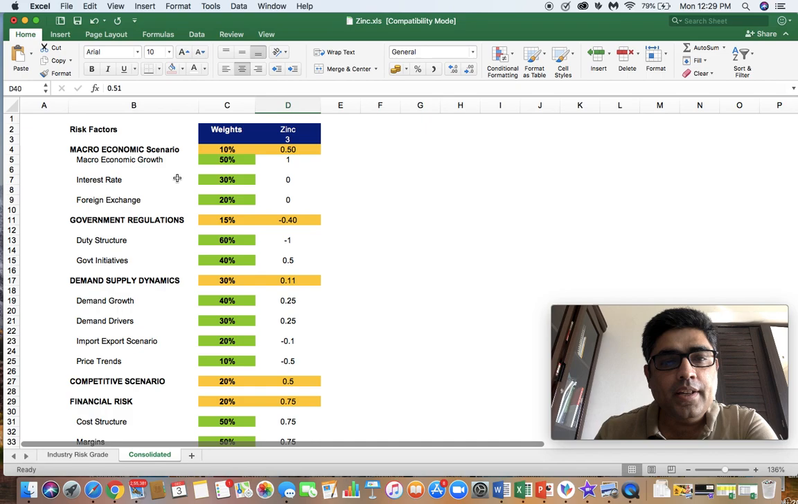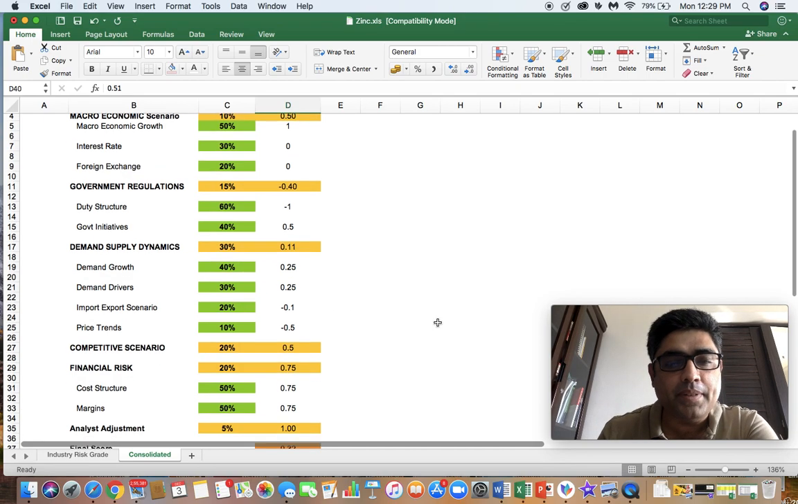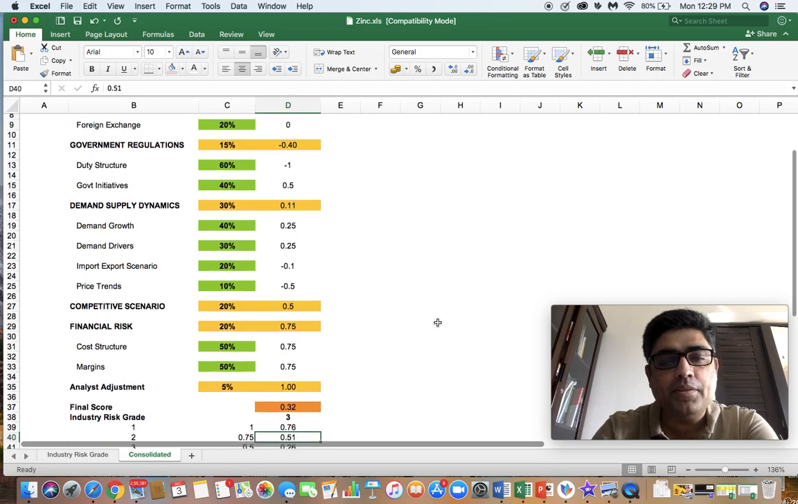So as we see over here, in the context of macroeconomic scenario, we are looking at macroeconomic growth, interest rate, and foreign exchange. As far as government regulations are concerned, we are looking into duty structure and government initiatives. In context of demand supply dynamics, we are looking into demand growth, demand drivers, import export scenario, and price trends. We are also taking a look at the competitive scenario, and in context of financial risk, we are looking into cost structure and margins, right?